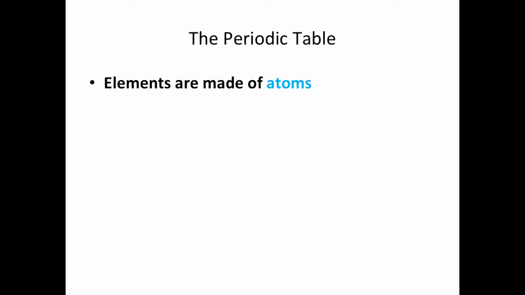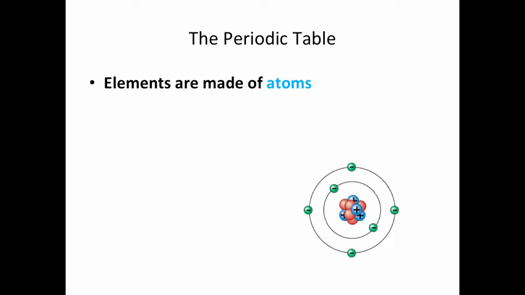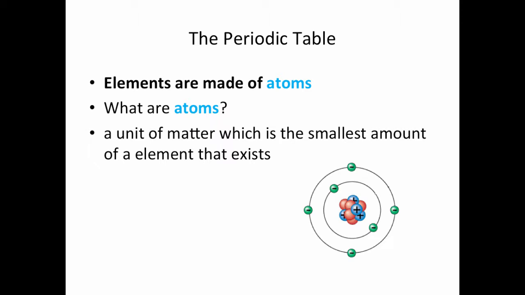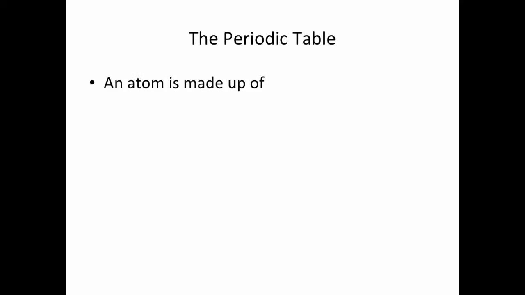Elements are made of atoms. Here's a model. This is called a Bohr model of an atom. The blue plus signs are our protons, so this would have an atomic number of 4. There are 5 neutrons in the nucleus, and then you see there are 6 electrons. What are atoms? They're a unit of matter, which is the smallest amount of an element that exists.